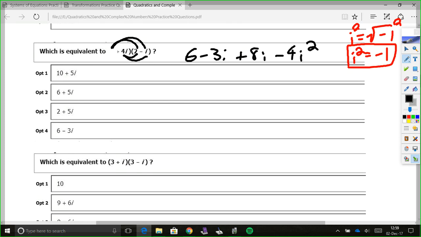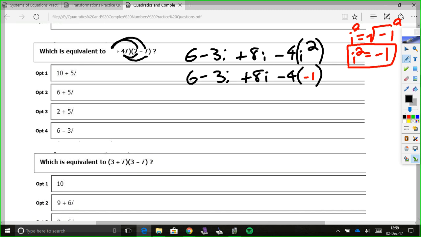So in this problem, I have an i squared. I'm going to change that to a negative 1. So let's rewrite 6 minus 3i plus 8i, but here it's negative 4 times negative 1. Oops, that looks terrible now, doesn't it? Because i squared is negative 1. So I've changed what was i squared to negative 1.